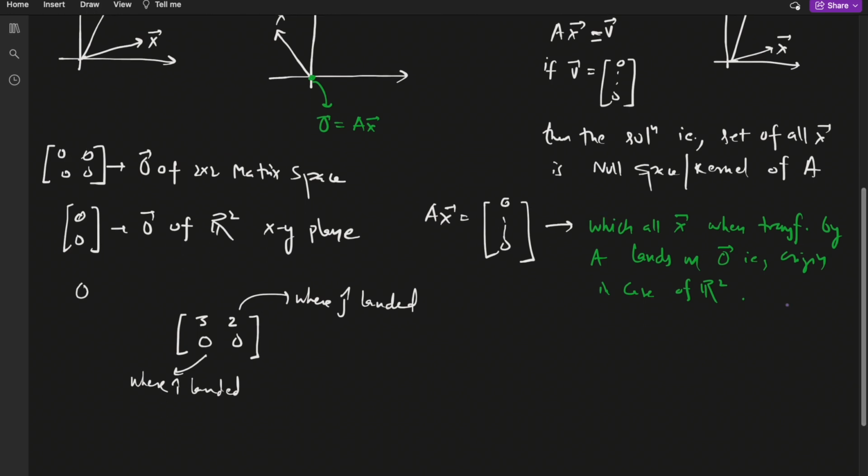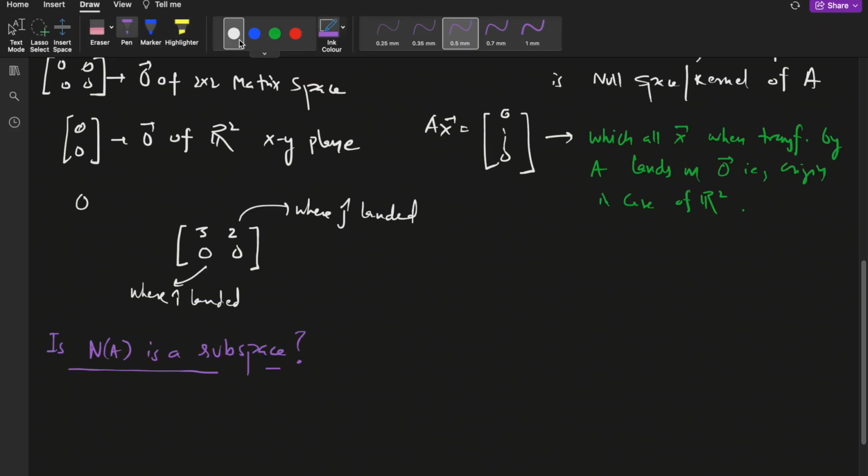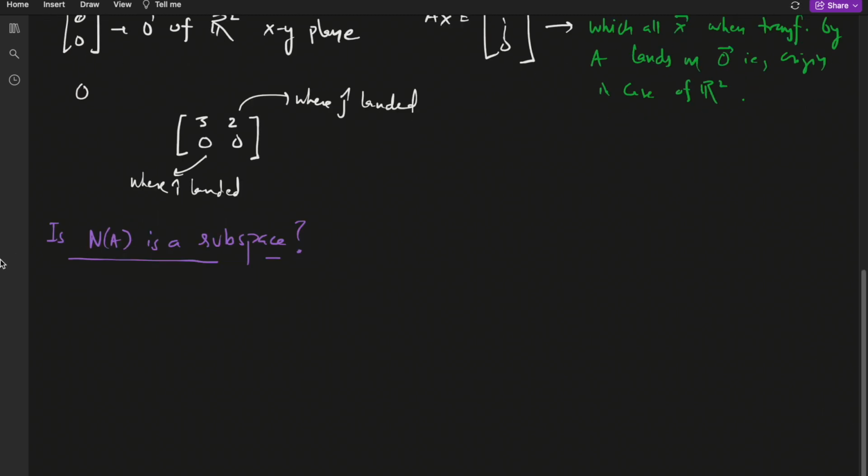If I ask all of you the question, you can pause the video and think about it. Is the null space of A a subspace? This is the question. You can pause and think about that. It's a good exercise. First of all, I already told you that the first thing we check is whether the zero vector belongs to the null space or not. So yes, the zero vector belongs to the null space of A.